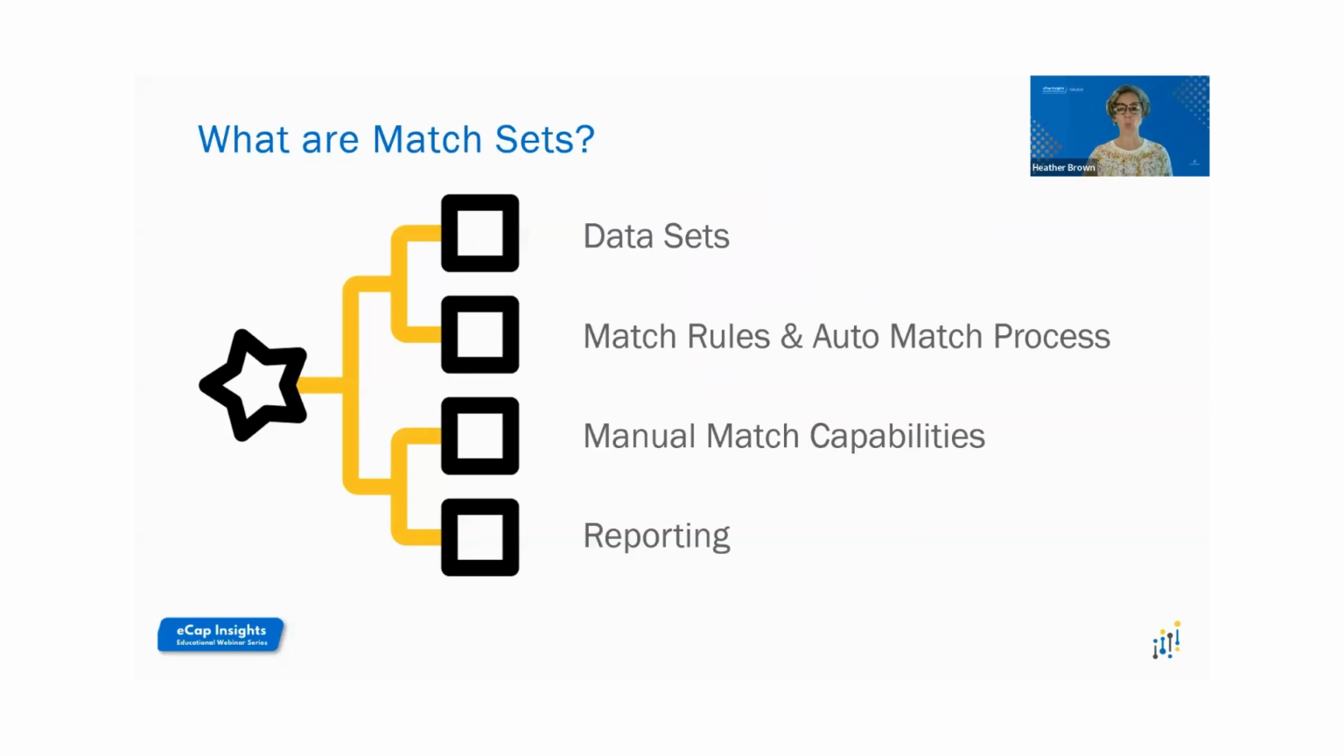So match sets are workflow profiles that provide the container for transactions that need to be matched together. Match sets contain some important, let's call it artifacts. They house the data sets, which are used to store transactions, match rules that are used during auto matching. They provide the screens used by users to do manual matching. Sometimes it's referred to as interactive matching. And they also contain the reports that are needed to understand how the matching performed.